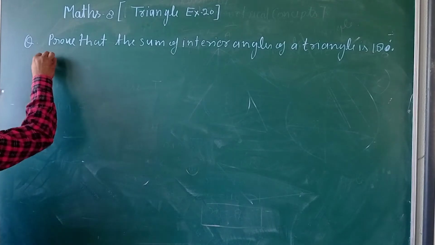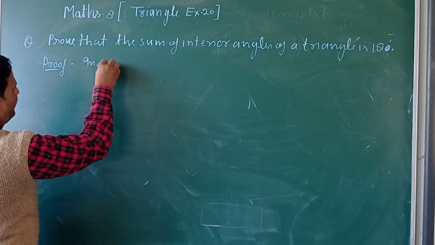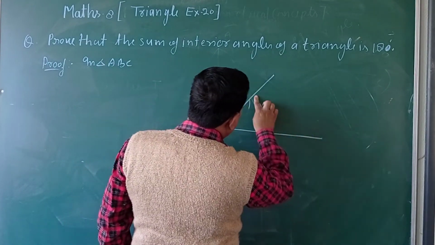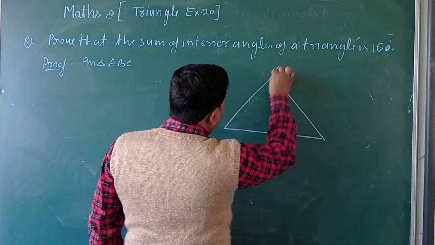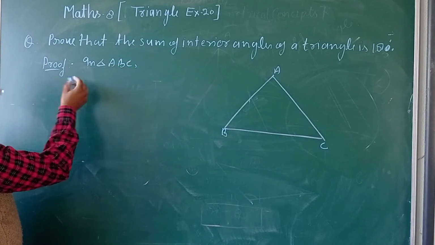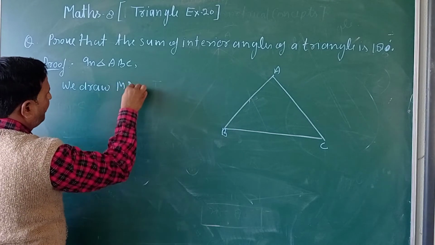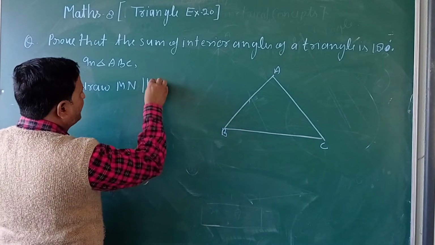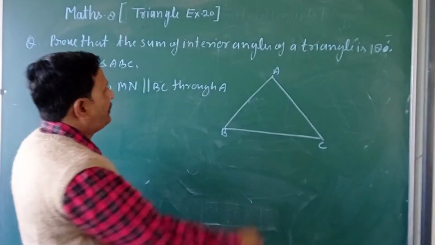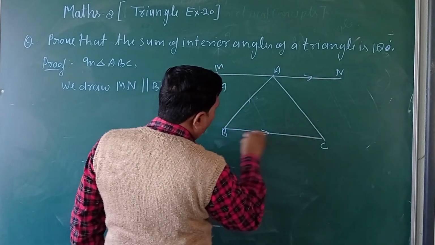Proof. Construct a triangle ABC. In triangle ABC, through A we draw a parallel line MN which is parallel to BC.